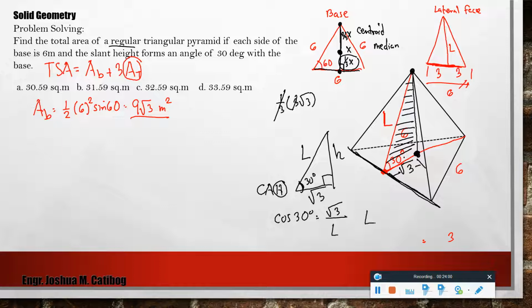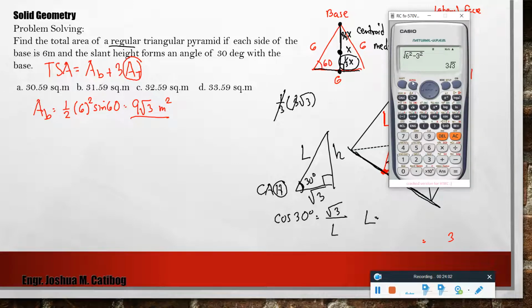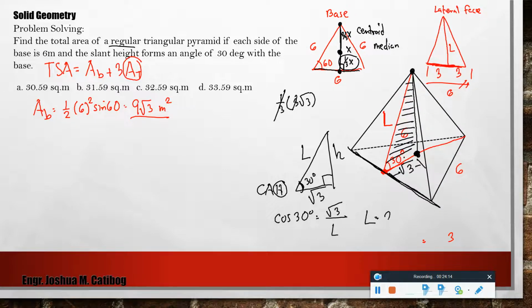So, from here, L is simply what? Okay, L is square root of 3 over our cosine of 30. So, from here, our L is 2 meters. So, we again have our slant height. So, therefore, from our triangle, right?